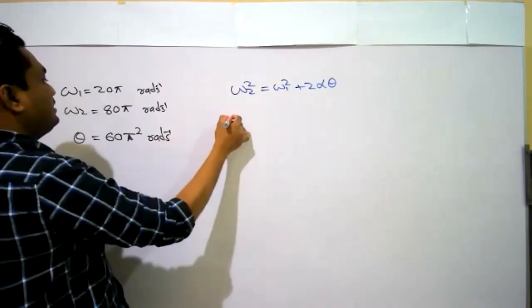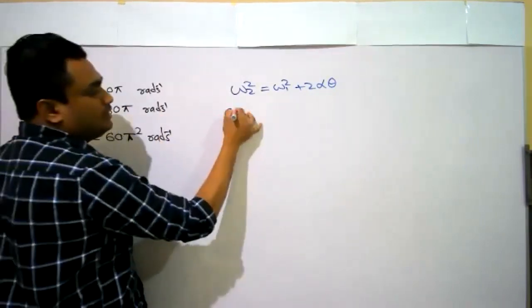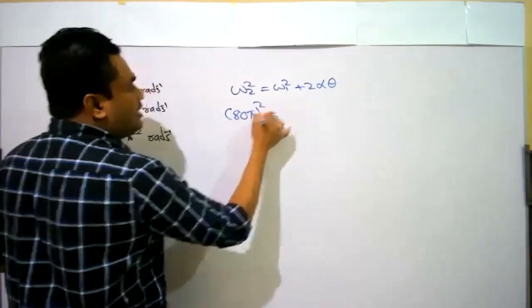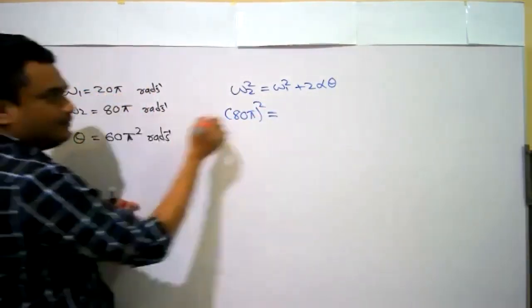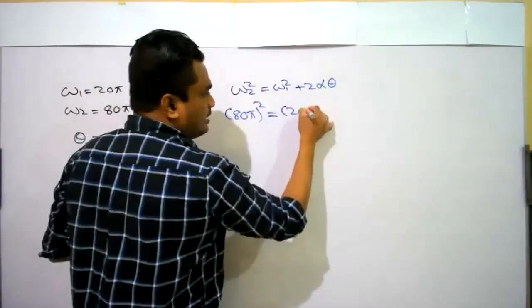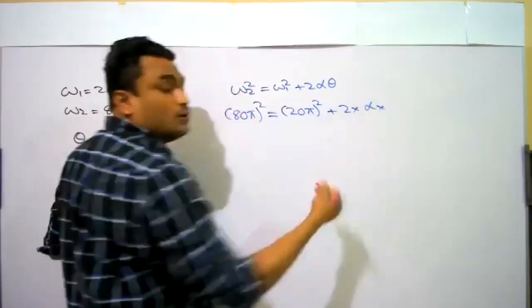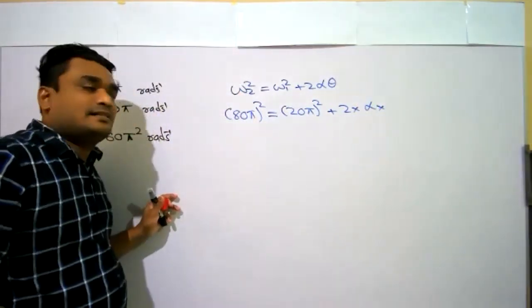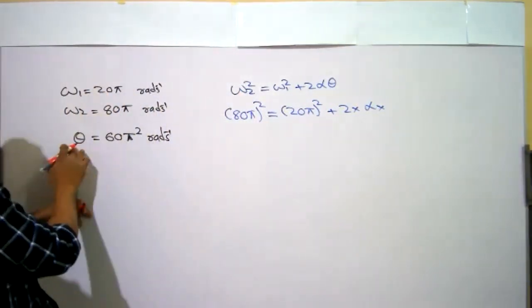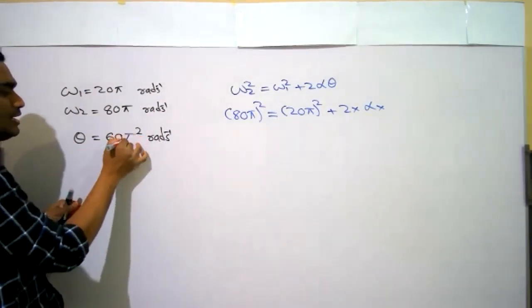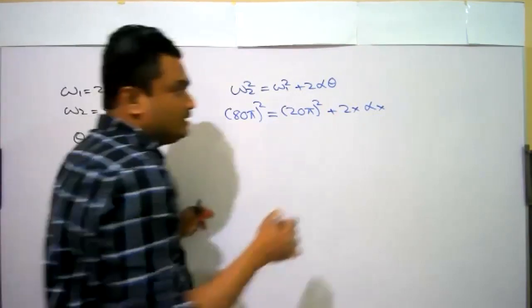Omega 2 is 80 times pi, (80 times pi) square. Omega 1 is 20 times pi, (20 times pi) square, plus 2. Alpha we don't know. Alpha is angular acceleration. We don't know it. But theta is known. Theta is 60 times pi square.